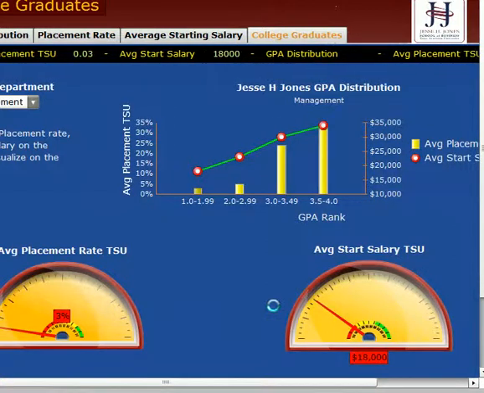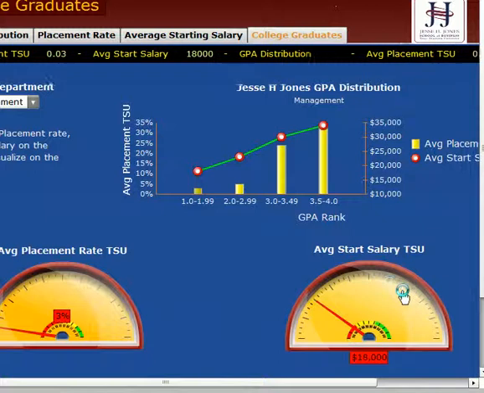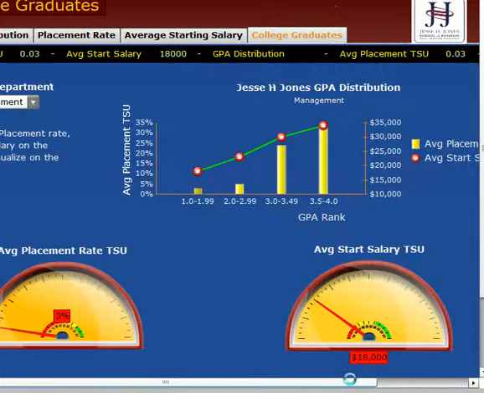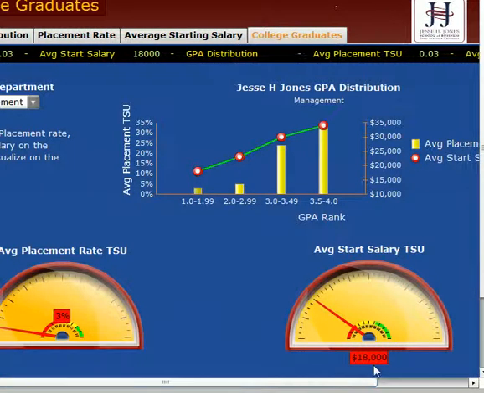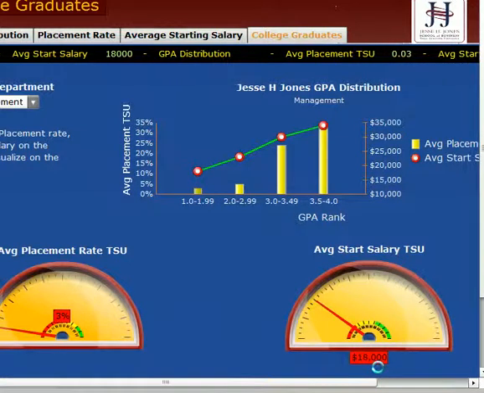But then you are also looking at the average starting salary for all of TSU. And it is red. That means that it's not really very good. It's in the red.